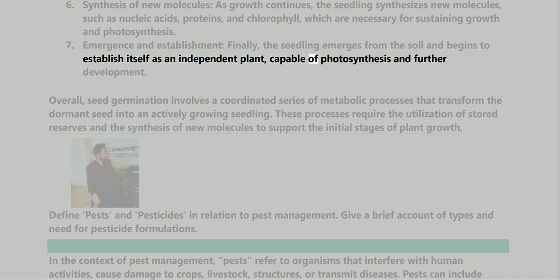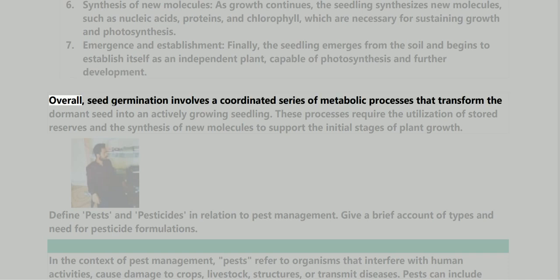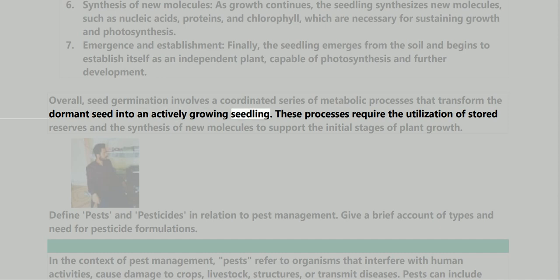Overall, seed germination involves a coordinated series of metabolic processes that transform the dormant seed into an actively growing seedling. These processes require the utilization of stored reserves and the synthesis of new molecules to support the initial stages of plant growth.